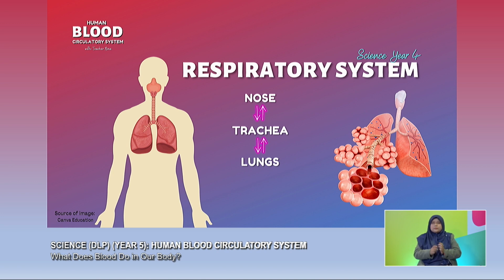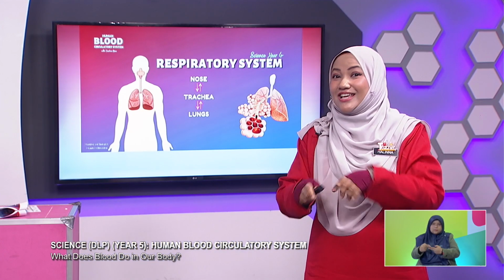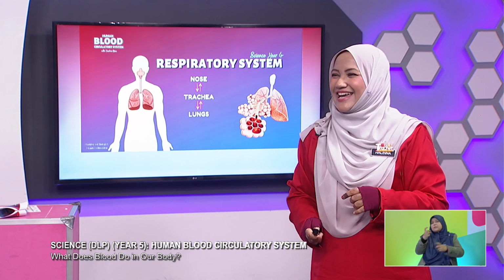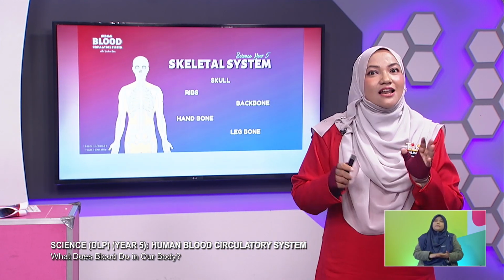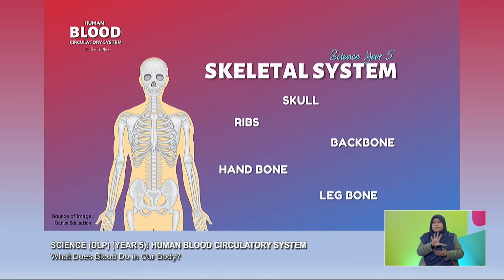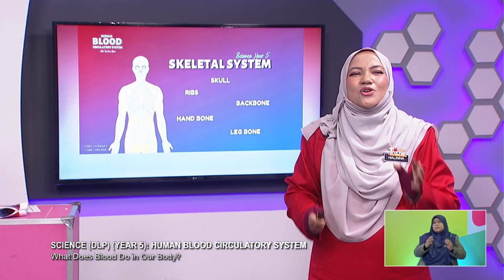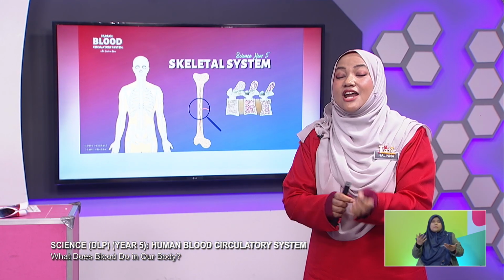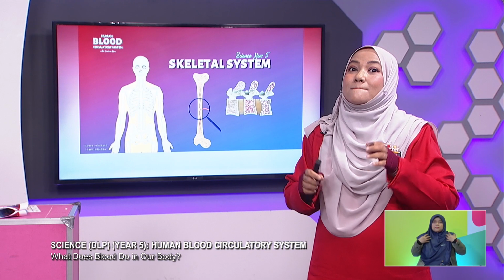Can you now connect what we have learned before and today's topic? Yes, teacher. All right, next one is the skeletal system. I hope you still remember the 5 bones in our body: the skull, the ribs, the backbone, the hand and leg bones. What people sometimes do not know is that inside the bones there is also blood.